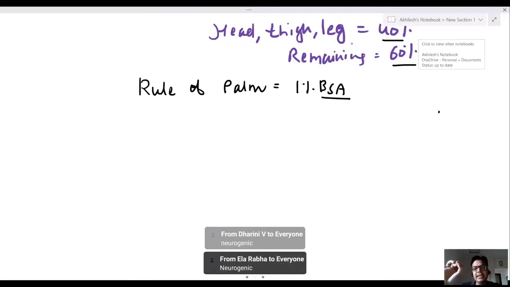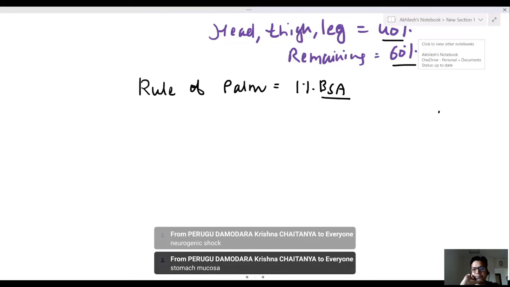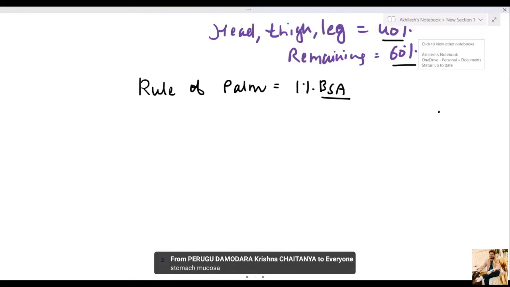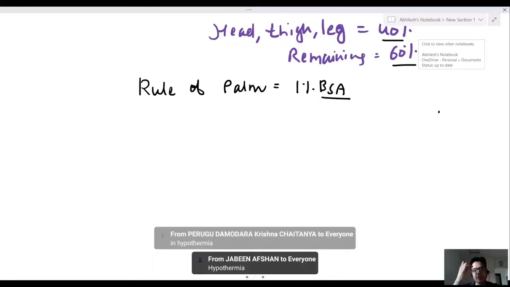Wischnewski spot is seen in which organ? Stomach mucosa. Which condition? Hypothermia.